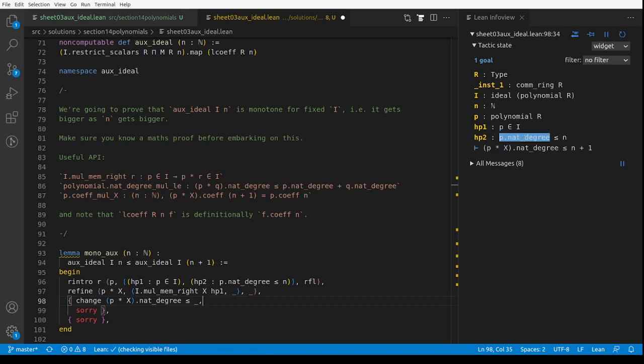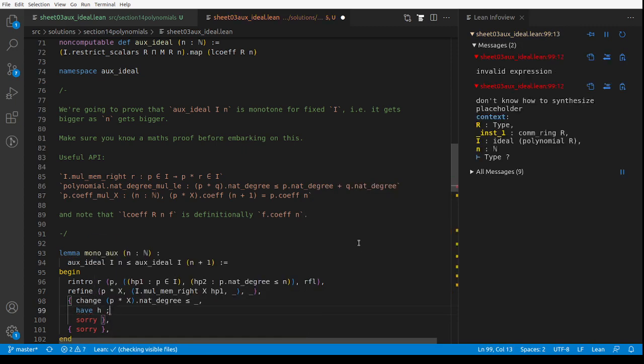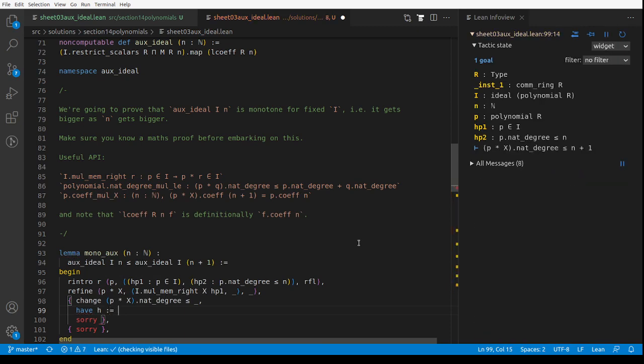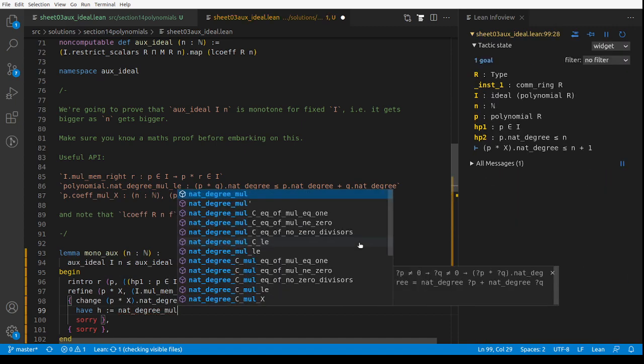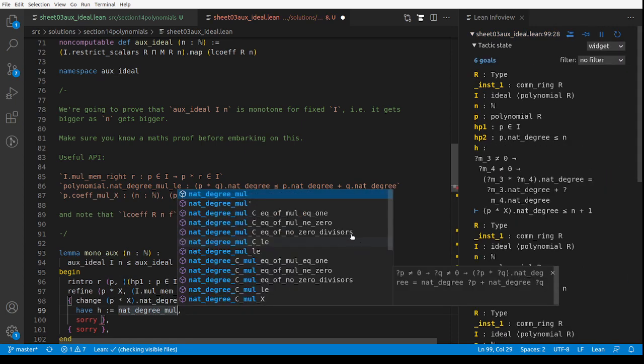So now what? We know that P's got degree at most n, and we want P times X has got degree at most n plus 1. So it would be nice to know something about the degree of a product, right? So let's have h := nat degree mul. Let's have a look at nat degree mul. Is that a thing? There's lots of nat degree muls. There's nat degree mul. Oh, you see, nat degree mul is of no good to us because it's got all these hypotheses that P is not 0.